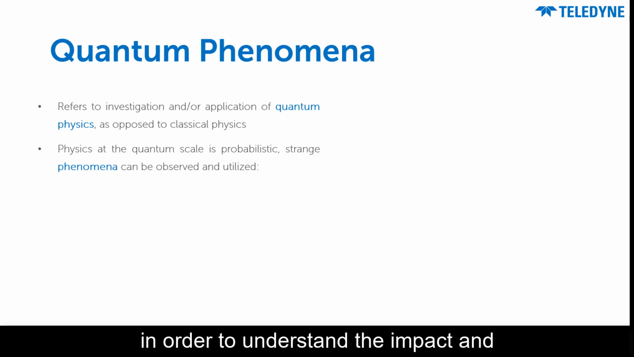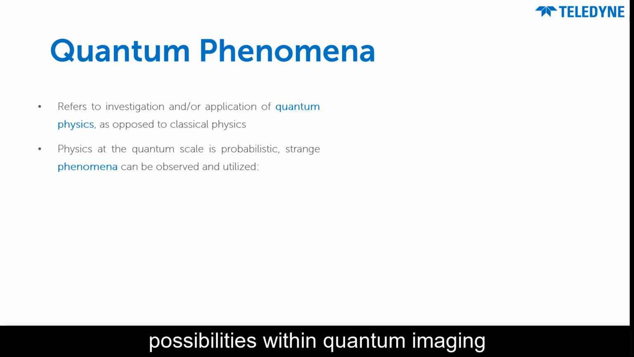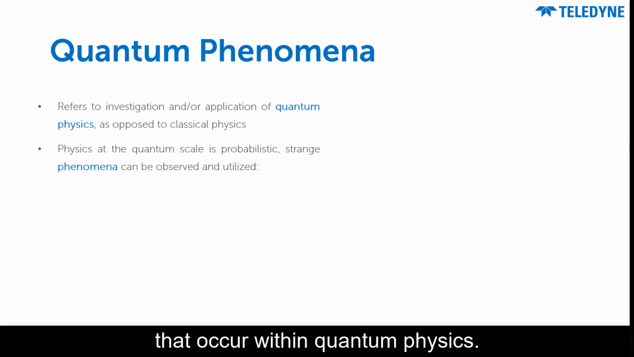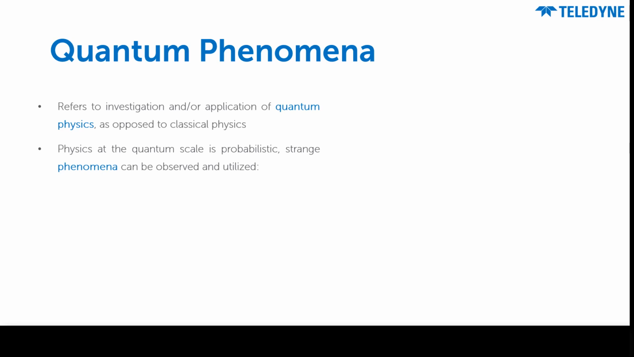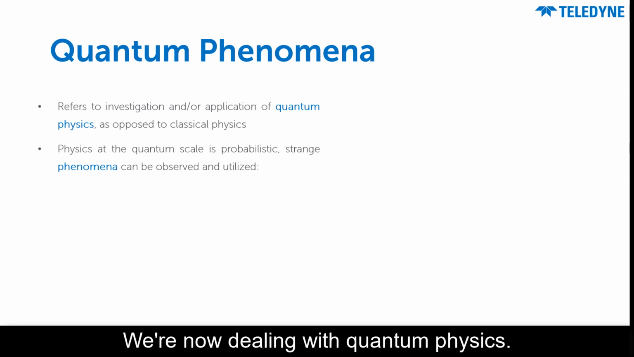So, in order to understand the impact and possibilities within quantum imaging and quantum optics, we first need to understand the special phenomena that occur within quantum physics. While classical physics is likely very familiar, some of the core rules begin to break down or change as we get to the extremely small quantum scale. We're now dealing with quantum physics.